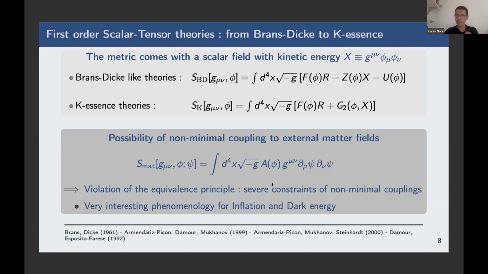And of course, today we have a lot of constraints on this kind of coupling. But nonetheless, considering this kind of coupling is extremely interesting if we want to apply it for inflation or for dark energy, for instance. So these K-essence theories and also the possibility to have a non-minimal coupling have been studied really a lot in the last 20 years.